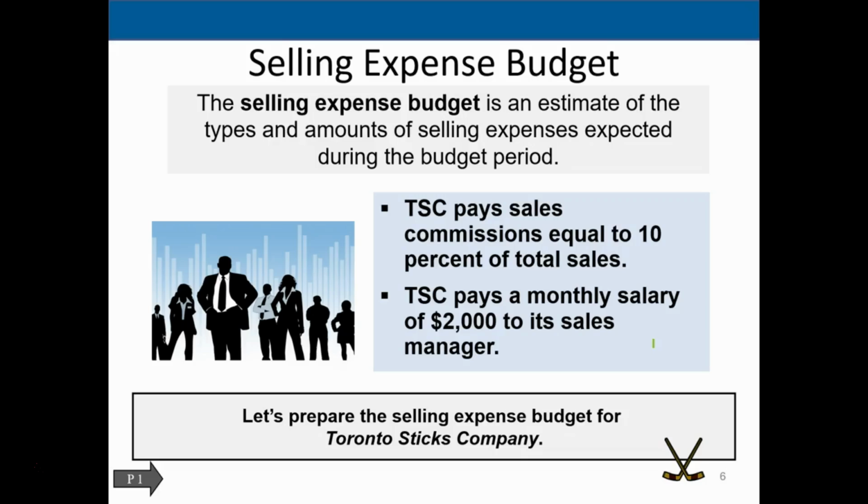So then we have the selling and expense budget. The selling and expense budget is an estimate of the types of amounts of selling expense expected during the budget period. So TSC pays sales commission equal to 10% of total sales. So the salespeople make the sales, we're going to pay 10% for whoever makes the sales. Obviously, that will change kind of in a variable fashion with sales. And then the TSC pays a monthly salary of $2,000 to its sales managers. So the sales managers then have a fixed cost, and that's going to be a period cost, not in the production process. It's going to be a period cost, and both of these are going to be period costs, but one is variable and one is fixed.